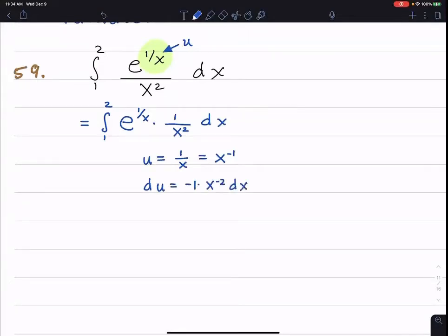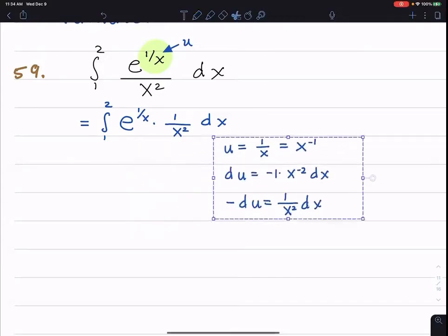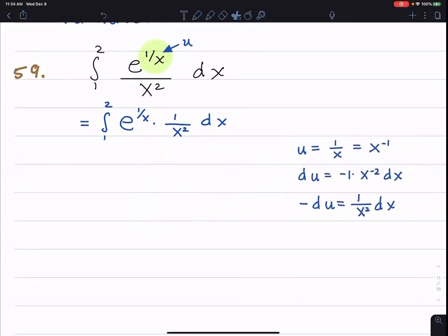I'm going to do two things. I'm going to multiply both sides by negative 1, so I have negative du equals positive x to the minus 2. But I'm also going to write x to the minus 2 as 1 over x squared. See? So the derivative of 1 over x is lying around. It's over here. That's negative du. And this 1 over x, that's u.